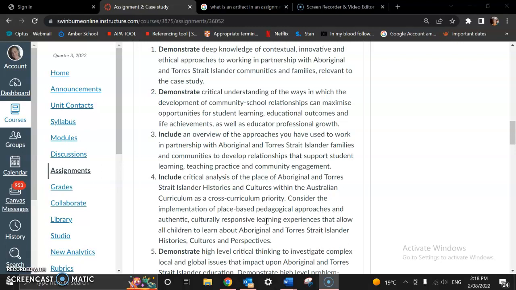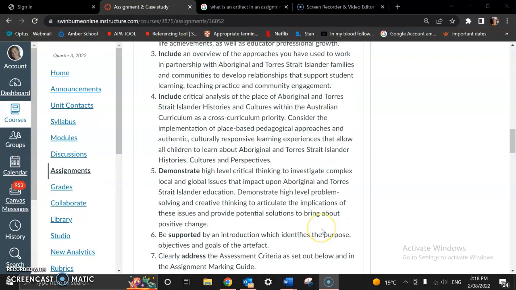And then you need to use critical thinking to investigate complex local and global issues which would impact on Aboriginal and Torres Strait Islander education. So here you might mention some of those things that we talked about in assignment 1, which have been impactful and harmful and difficult to move forwards in terms of education and state and federal policies in embedding those Indigenous perspectives, and think about potential solutions to that problem. Again, a little bit like the recommendations you did for assignment 1.